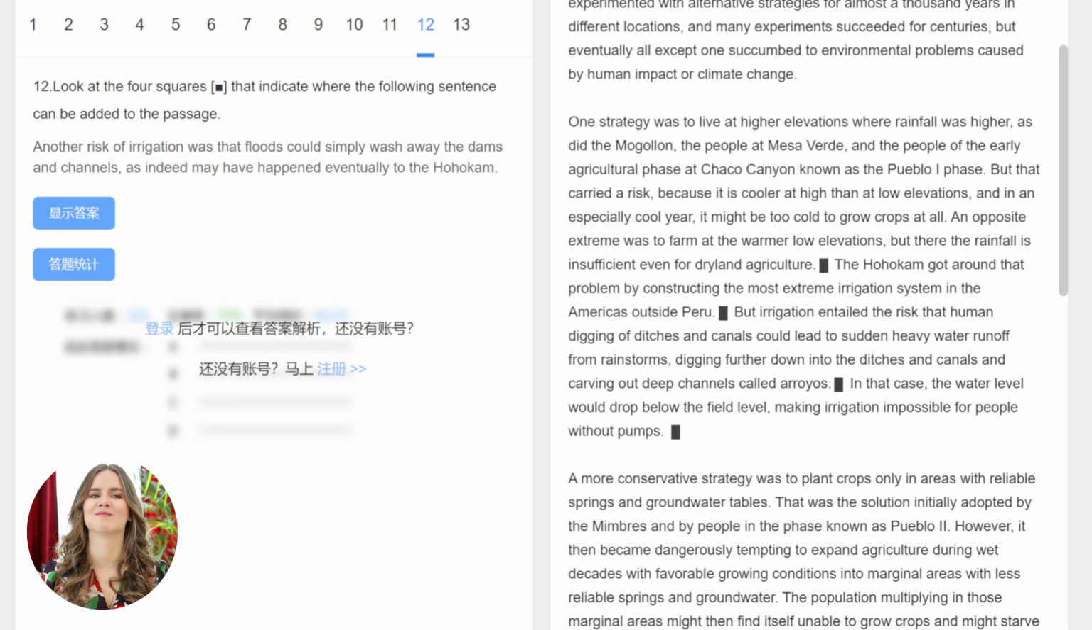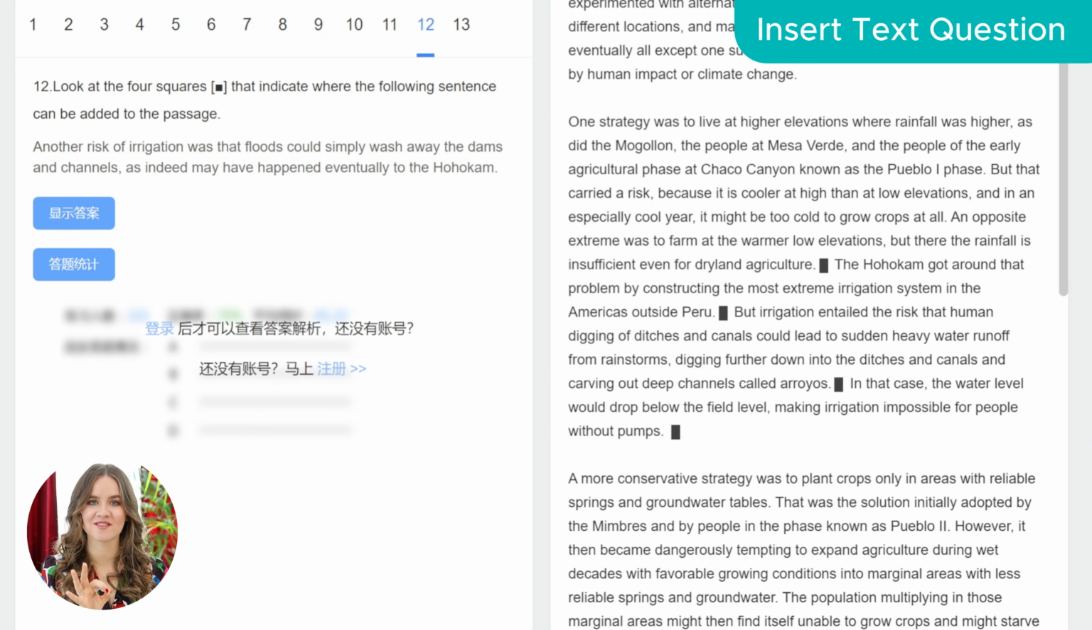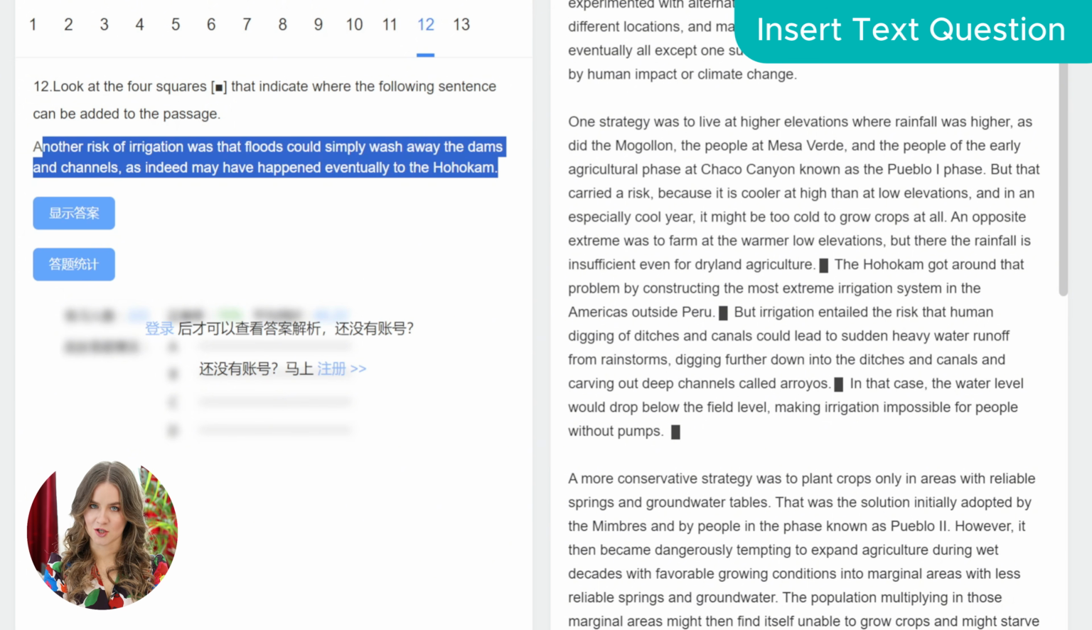The next question is my favorite, the insert text question. This question is fairly easy, yet many students struggle with it because they use the wrong approach. What we need to do is look at the four squares and figure out where the given sentence can be added in the passage. The sentence is, "Another risk of irrigation was that floods could simply wash away the dams and channels, as indeed may have happened eventually to the Hohokam."